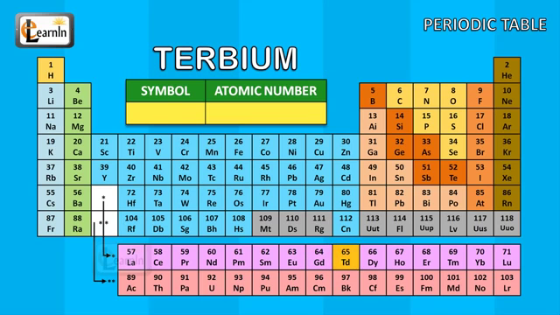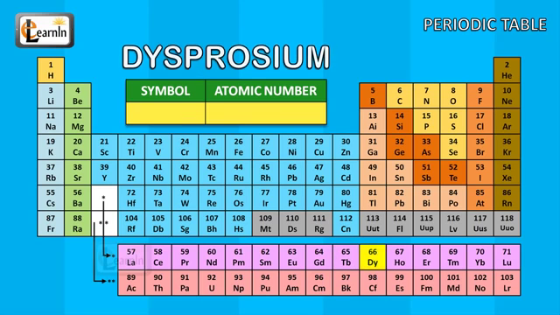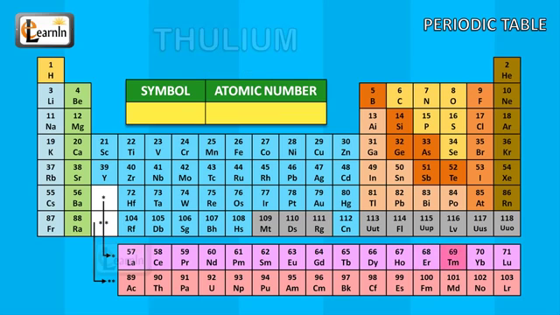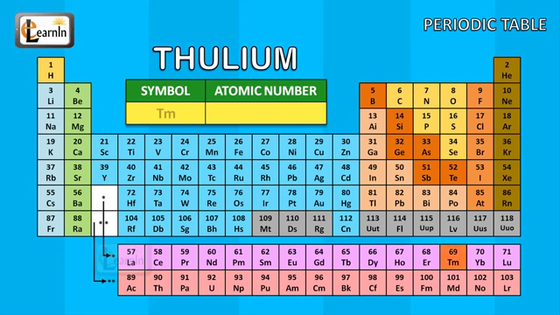The element terbium is represented as Td and has an atomic number of 65. The element dysprosium is represented as Dy and has an atomic number of 66. The element holmium is represented as Ho and has an atomic number of 67. The element erbium is represented as Er and has an atomic number of 68. The element thulium is represented as Tm and has an atomic number of 69.